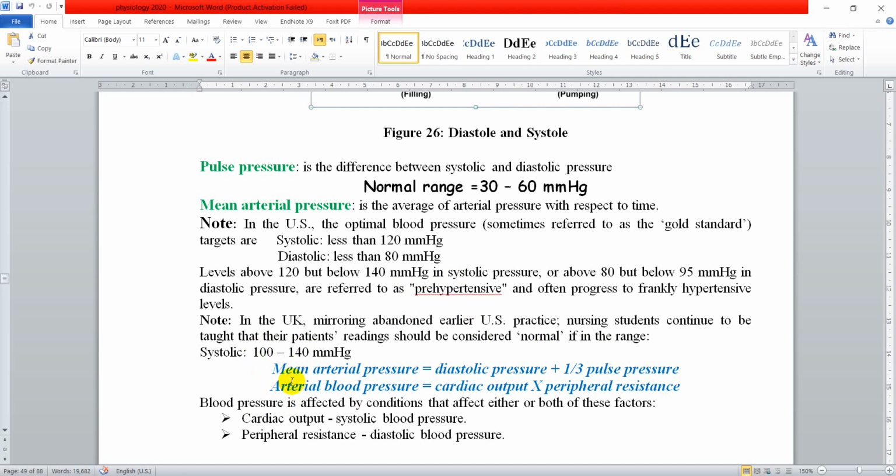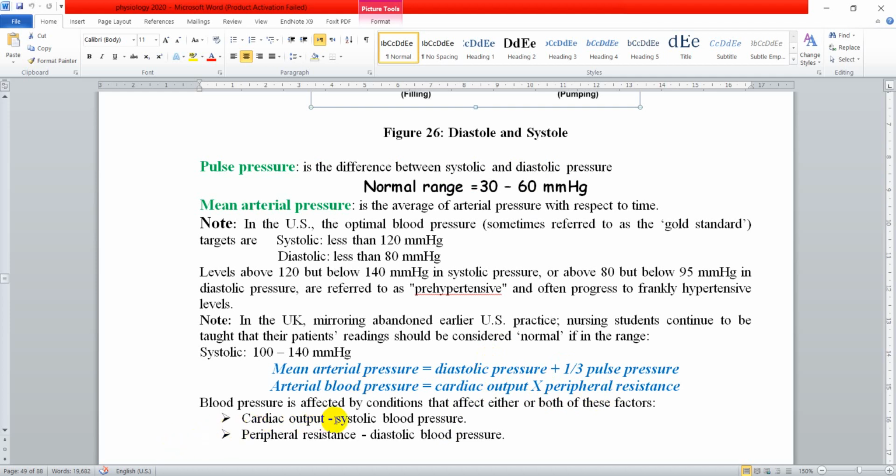So mean arterial pressure equals diastolic pressure plus 1/3 of pulse pressure. So pulse pressure احنا قلنا difference between systole and diastole. بمعنى systole minus diastole. راح يكون المين arterial pressure هو diastole pressure plus third of pulse pressure. Also, it's recorded by cardiac output multiplied by peripheral resistance. Then each equation is true for mean arterial pressure.